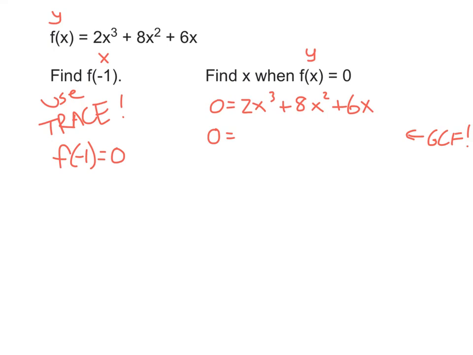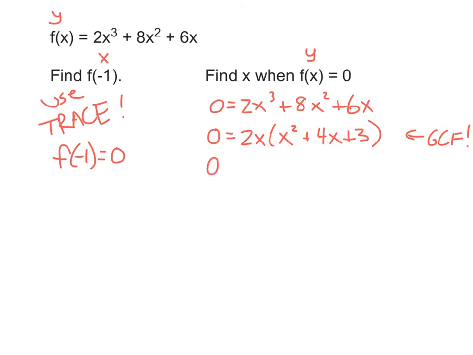Okay, so for the first example, f of negative 1 should equal 0. And as you see, I've started the second one just for saving a little bit of time. I put a 0 in for y, and then I'm going to remind you that the first thing we want to do is look for a GCF. And the GCF in this example is 2x. When we factor that out, we are left with the following. So we have 0 equals 2x times x squared plus 4x plus 3.